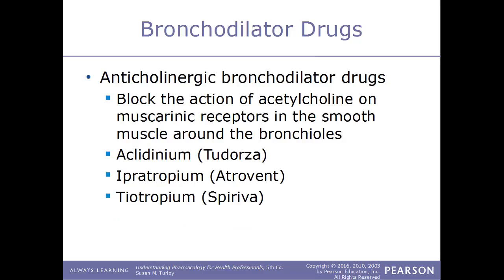Another class of bronchodilator drugs are the anticholinergic bronchodilators. These work by blocking the action of acetylcholine on the muscarinic receptors in the smooth muscle that are around the bronchioles. Some examples of this type of bronchodilator would include aclidinium, which is sold under the name Tudorza, ipratropium, which is sold under the name Atrovent, and tiotropium, which is sold under the brand name Spiriva.